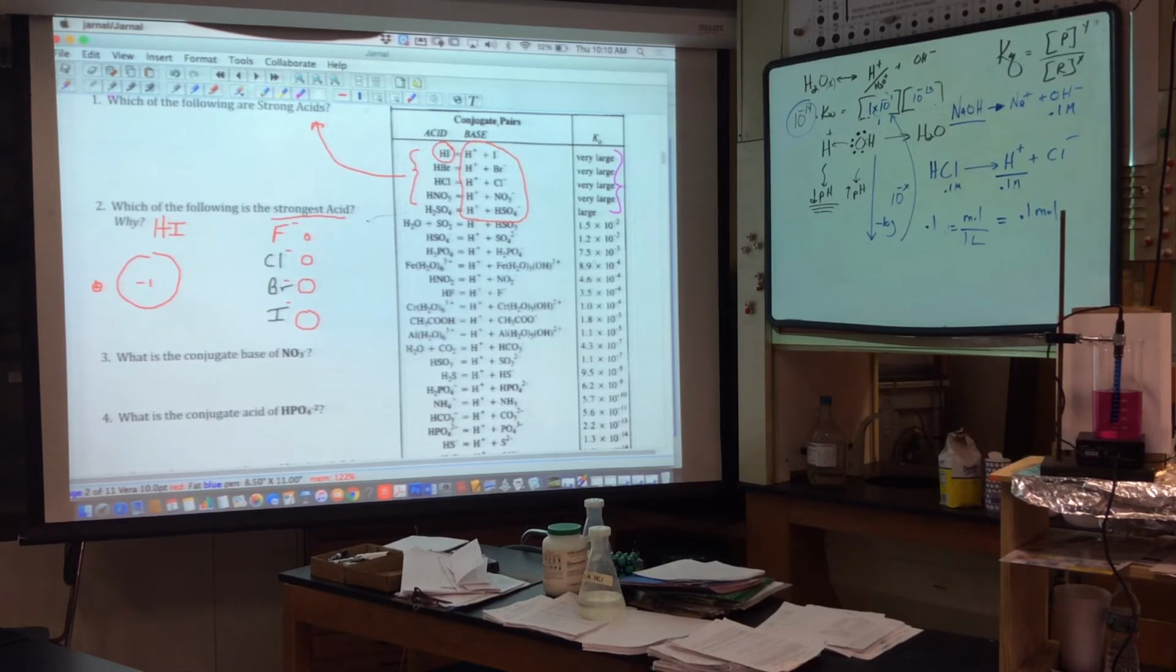Why are these strong acids? Ooh, conjugate pairs. What are all these guys? Conjugate, this is what's left over after the acid dissociates. This is a conjugate what? Right. The acid becomes the conjugate base. Party people.